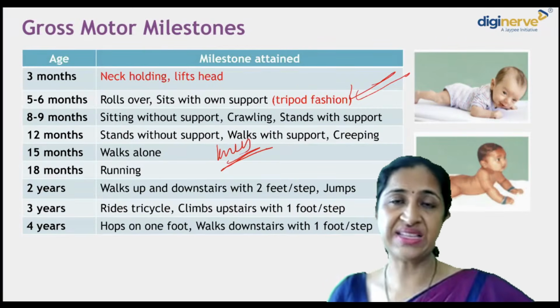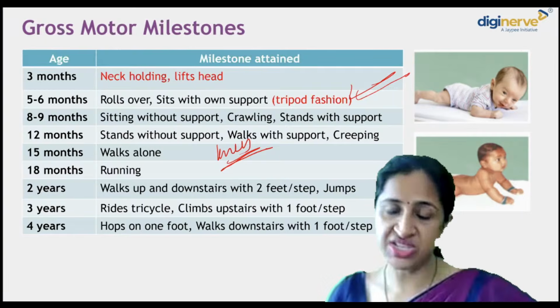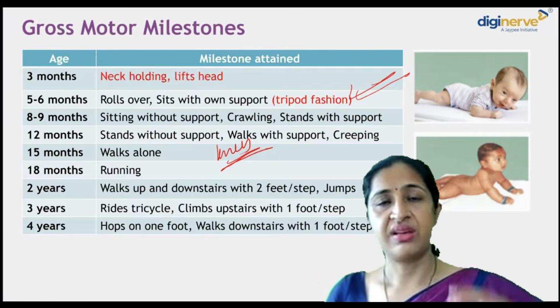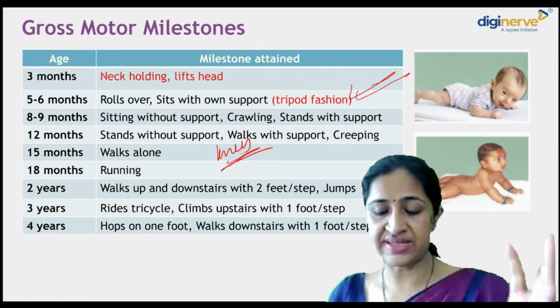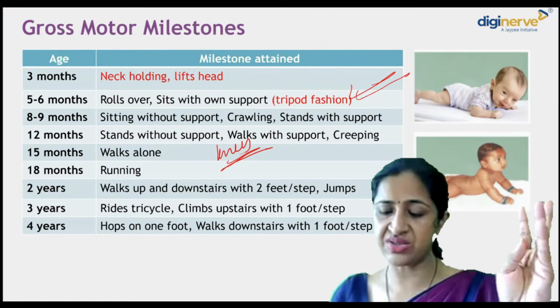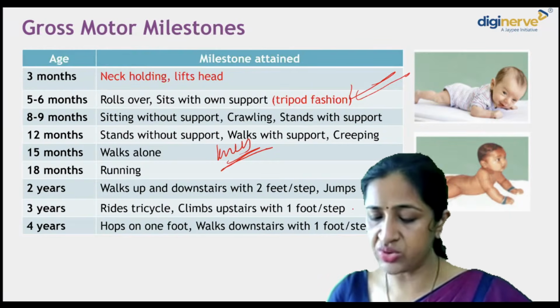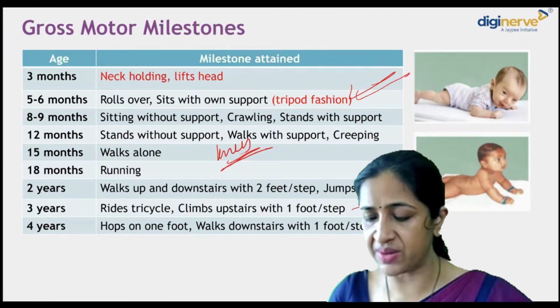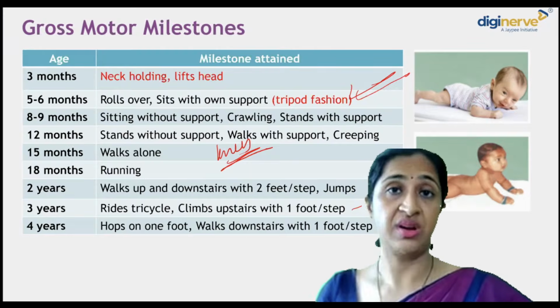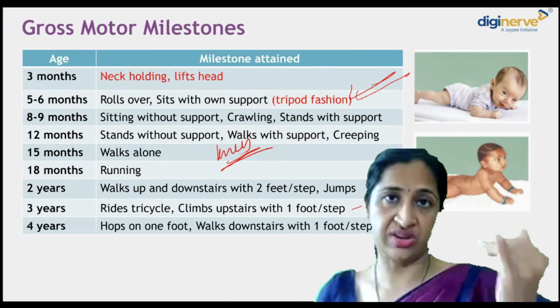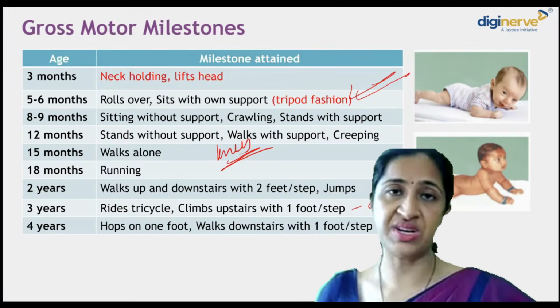These are stairs without railing. Child is jumping. By 3 years, all the three things happen. Tricycle, climbs upstairs with 1 foot, downstairs with 2 feet per step. So total is 1 up plus 2 down, 3. Tricycle plus climbing stairs, 1 plus 2.